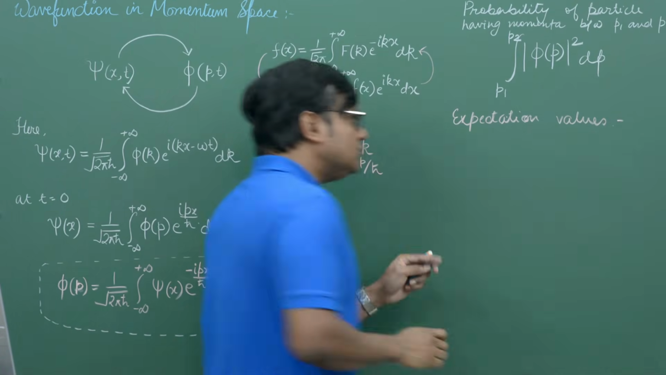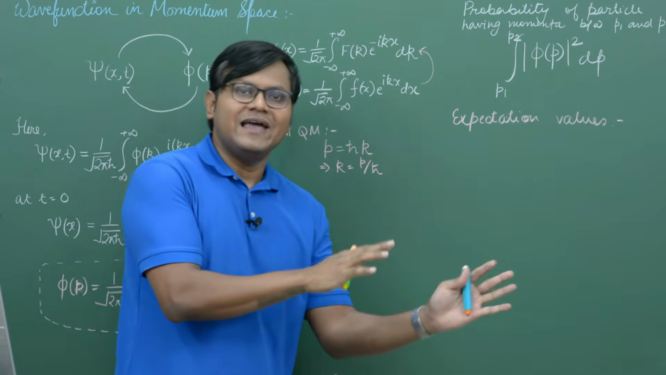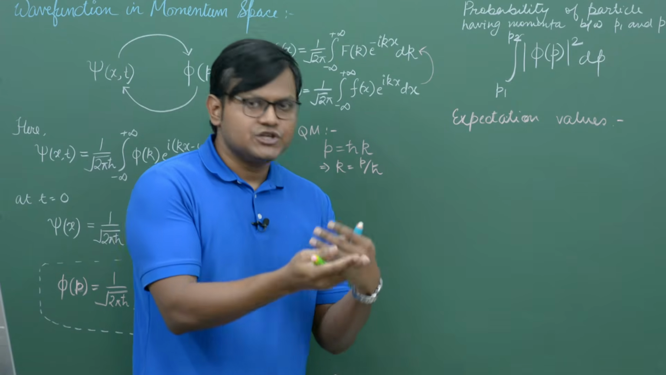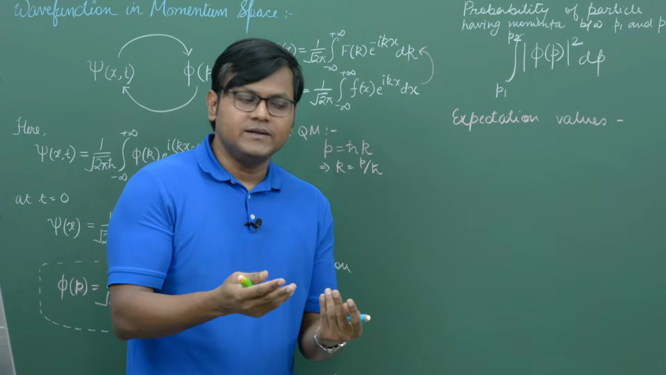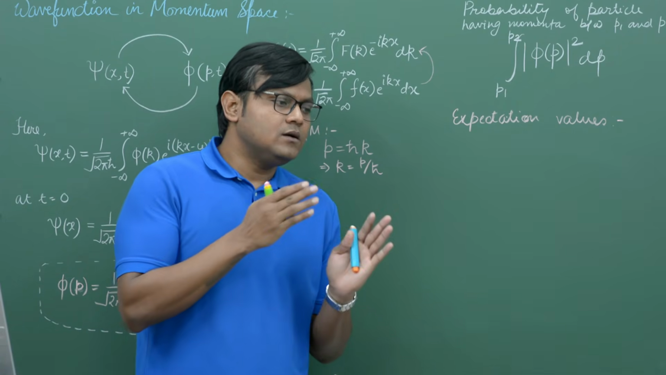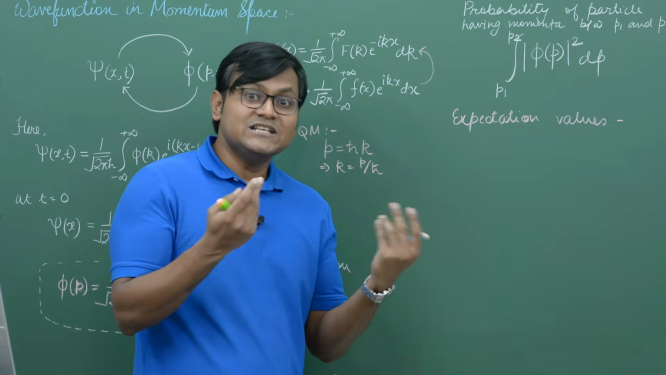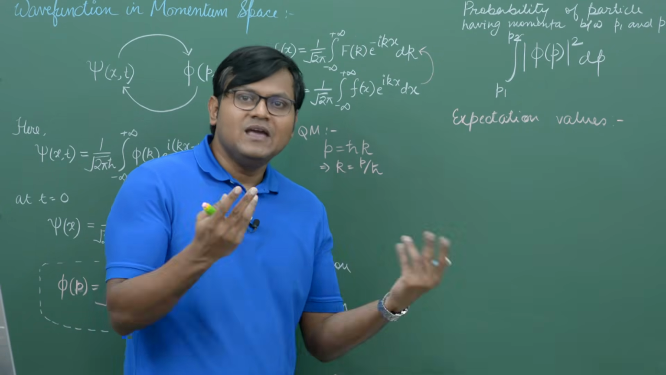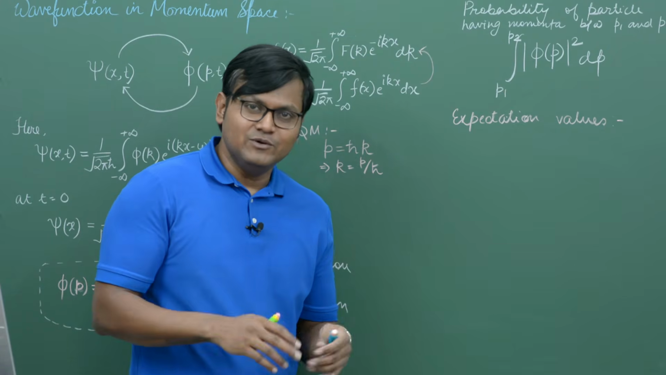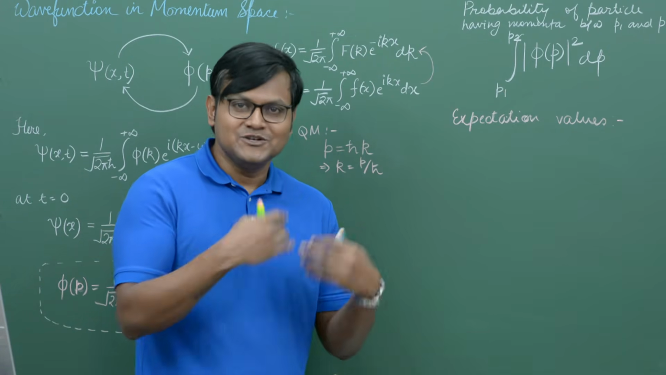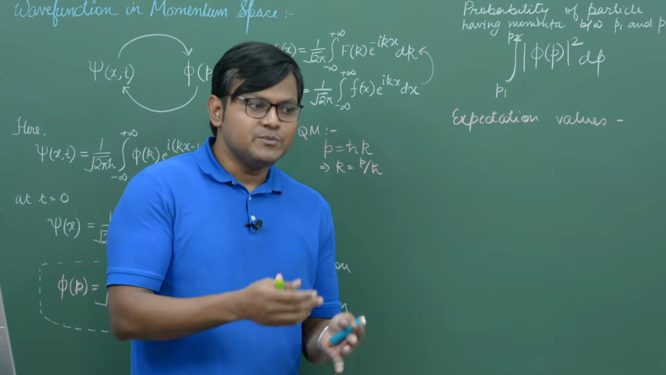Now, what are expectation values? Expectation values are essentially average values of position, momenta, energy of a particle, because we can never really know a definite value of these quantities for a system unless we actually make a measurement. And making a measurement in quantum mechanics is like gambling. You never really know what you're going to get before you actually make the measurement. So after you make the measurement, you get some value.